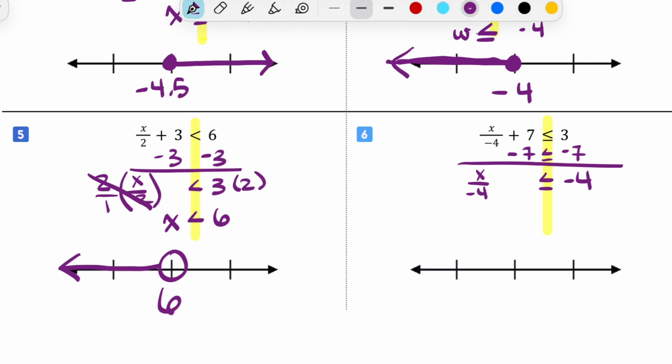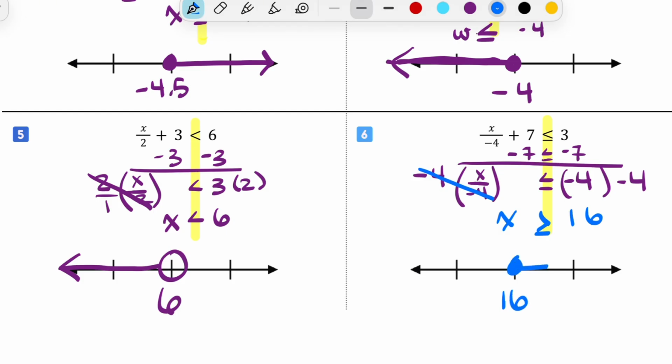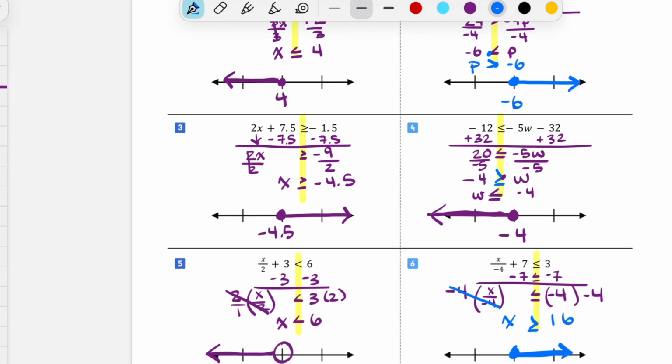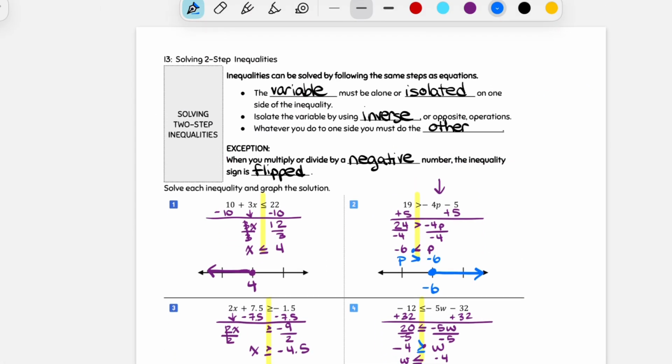Now remember, the opposite of dividing is multiplying. So I'm going to multiply both sides by that negative 4. And as soon as I do that, I must flip my sign. So what was less than or equal to is now greater than or equal to. My 4s cancel each other out, and I get x is greater than or equal to 16. And that is how you solve a two-step inequality.